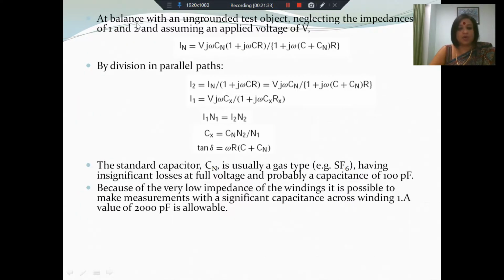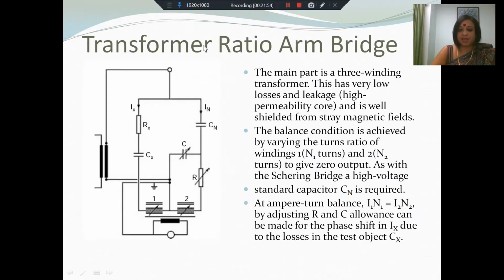So when, let's say, you have an ungrounded test object, and if you neglect the impedances of the coils 1 and 2, assume an applied voltage of V, at balance you would have this condition: In is equal to V j omega Cn (1 plus j omega Cr) divided by (1 plus j omega (C plus Cn) R). Now this is the current that is flowing through the standard capacitor.